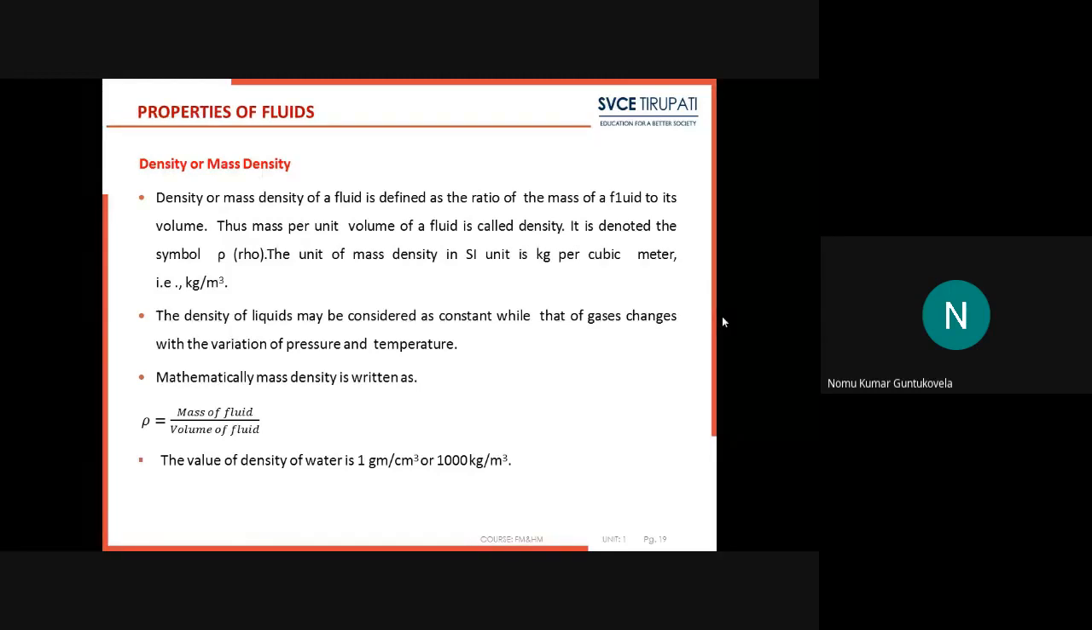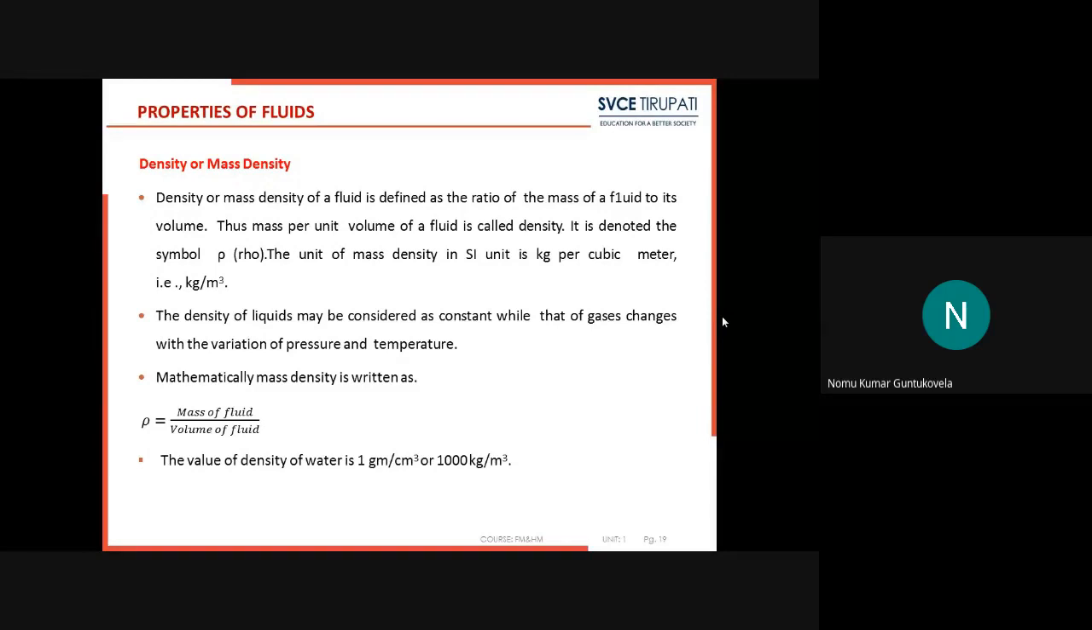Based on these different types of flows, the flows form different flow patterns. We have four types of flow patterns. The first is the streamline, then streak line, path line, and stream tube. These are the four flow patterns for the fluids.